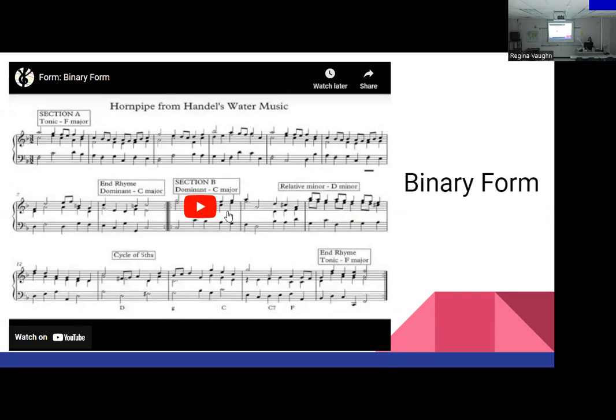So A and B. There's going to be a change in tonality. We're going to go from an F major tonality here to a C major tonality here. And then we have the relative minor of D minor here. So you're going to hear some change, some not quite instability, but some monkeying around with the key, to put it lightly.